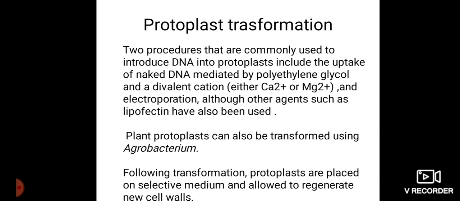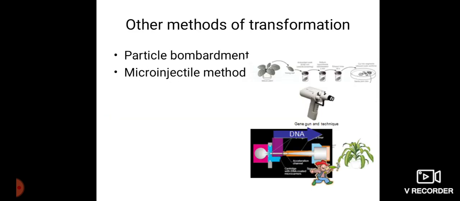So how to transfer? This transfer can be achieved by using protoplast transformation. Two procedures are commonly used. One is through protoplasts, including naked DNA, which can be made to get acquired through PEG. Plant protoplasts can also be transformed by using Agrobacterium. Followed by transformation, the protoplast can be placed into a suitable selective medium, which will regenerate new cells, and they start multiplying and develop into a callus.